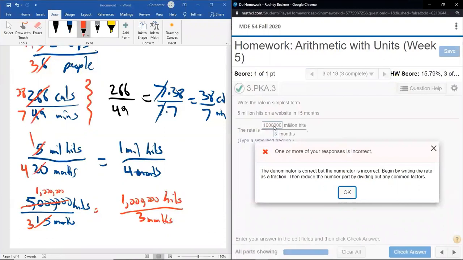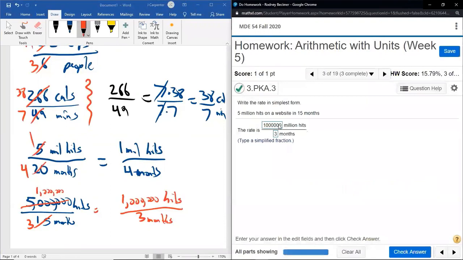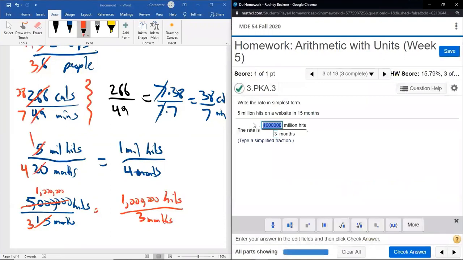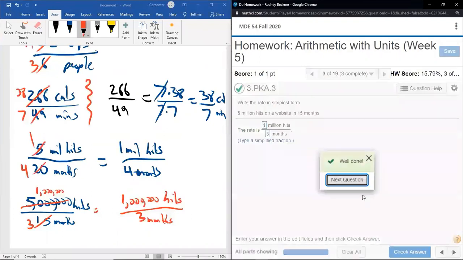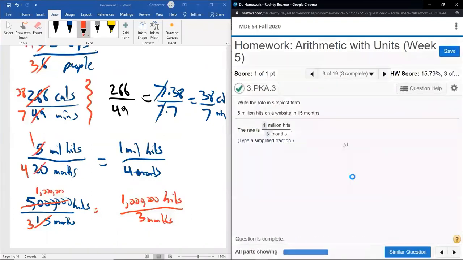Because the word million was in there, and then you typed it in millions. They even tell you at least that the denominator is correct. That's kind of nice. Begin by writing the rate as a fraction, then reduce. It doesn't actually clue you in that you did the top wrong, but hopefully you'd realize, well, we got the bottom right. How's the bottom right? The top isn't right. Oh, I see that word million now, so I just needed the 1. There we go.